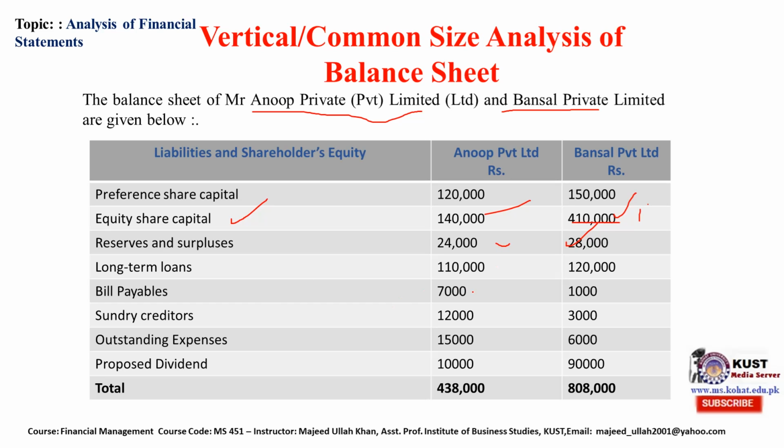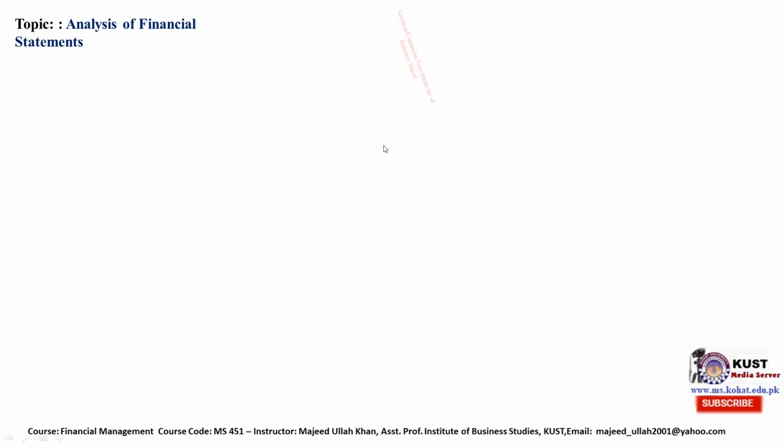Bills payable, short-term liability 7,000 and 1,000. Sundry creditors 12,000 and 3,000. Outstanding expenses 15,000 and 6,000. Proposed dividend 10,000 and 90,000. This is basically one side of the balance sheet, liabilities and shareholders' equity. Now what is the situation on the asset side?